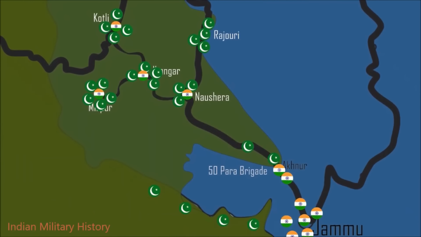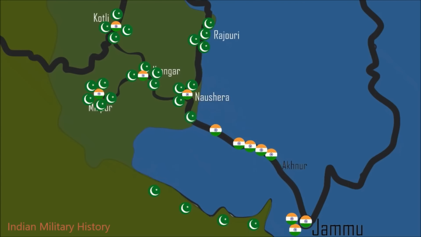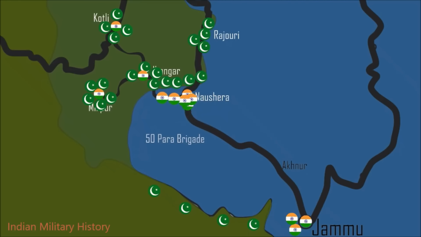The attack went in as planned on November 17th, but 50 Para Brigade was slowed down in the initial few days due to large presence of enemies in the region. Instead of their plan of relieving Jhangar on November 17th, they reached that town on November 22nd. They also faced strong resistance in the Mirpur-Kotli region.